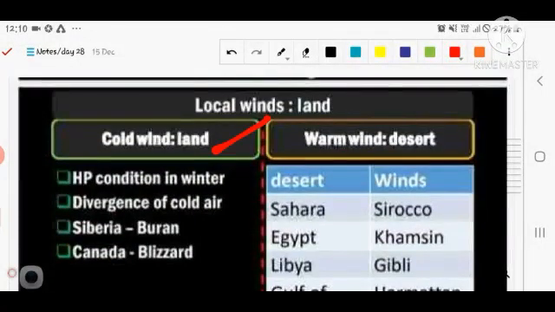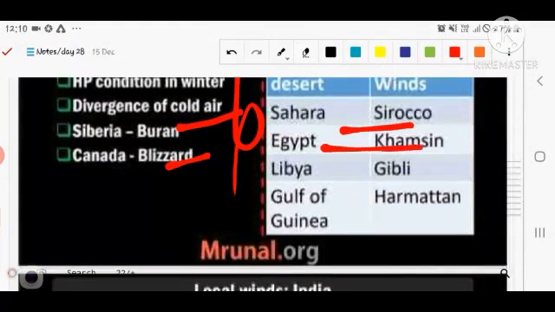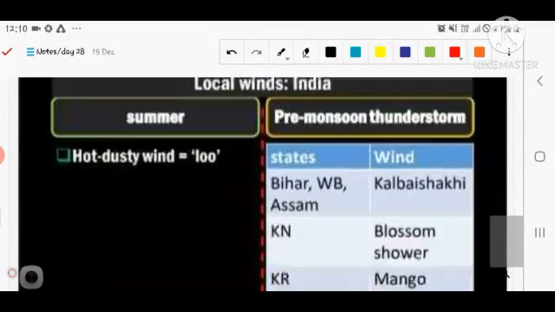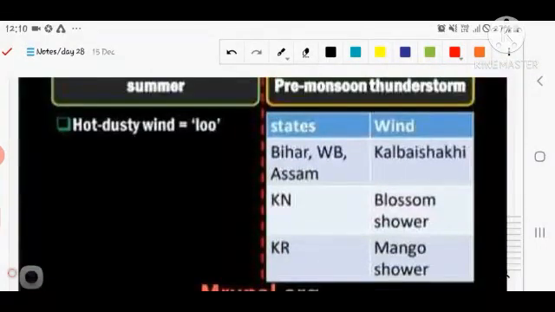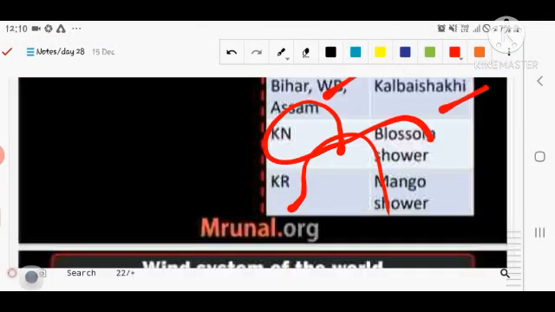Wind land: Canada, blizzard, Siberia, Buran, warm wind desert. For example, Sahara, Sirocco, Egypt, Khamsin, Libya, Ghibli, and Gulf of Guinea, Harmattan. For example, if you are talking about the Indian region, we have West Bengal, Kalbaisakhi, Karnataka, Mango Shower are known by these names.